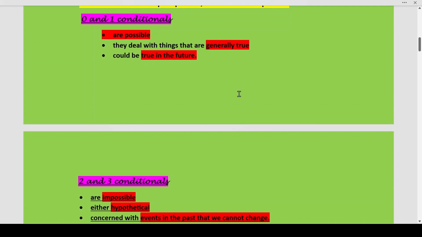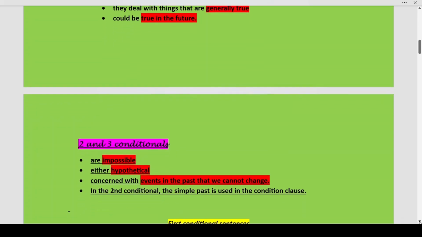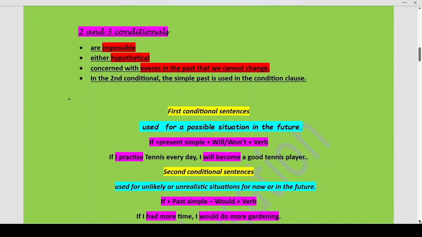So that is how you will analyze the sentence. Is this situation possible? Is it true? Can it happen in the future? Then yes, it is a type 0 or type 1 conditional. If it is type 2 or type 3, then we will analyze: is it an impossible situation? Is it a hypothetical, imaginary situation? Is it concerned with events in the past which we cannot change? Then it is a type 2 or type 3 conditional. This is how you will first approach the sentence.